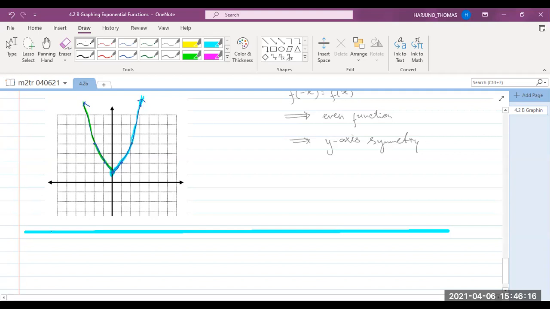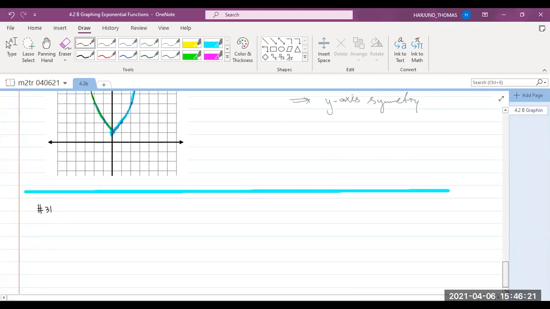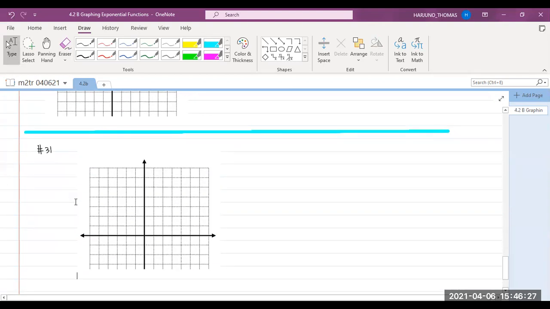So let me do number 31 instead. The sketch of the graph looks like this. We have coordinates (0, -1) and (-1, 0), and we have horizontal asymptote y equals -3. So the graph approximately looks like this. Okay, that's all we know.